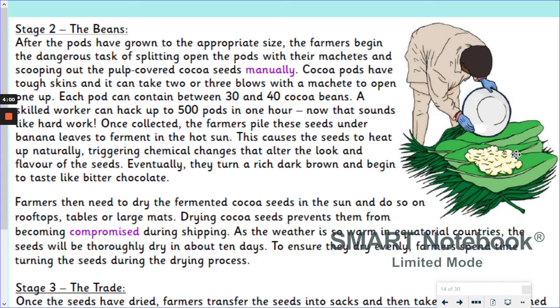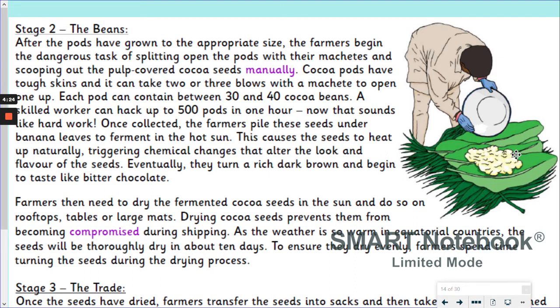So fermenting is used in chocolate production as well, but not in a way to create alcohol. This causes the seeds to heat up naturally, triggering chemical changes that alter the look and flavour of the seeds. Eventually they turn a rich dark brown and begin to taste like bitter chocolate. On to our next paragraph then.